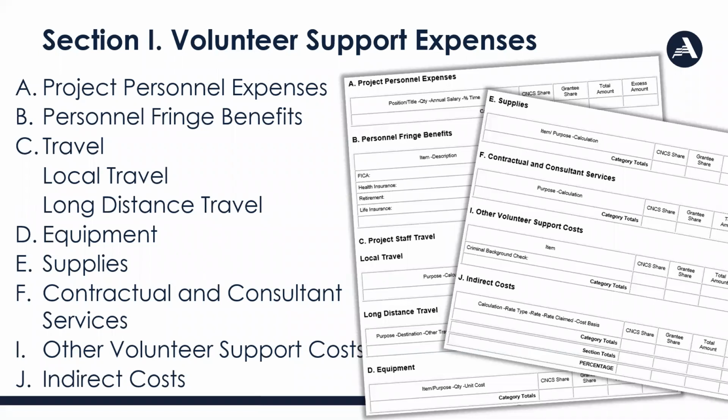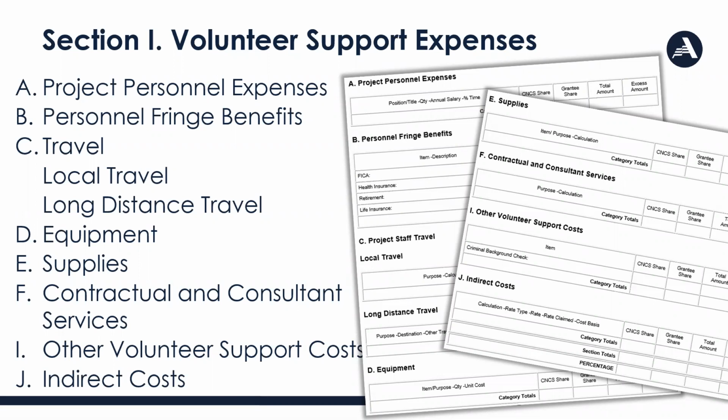Section 1F is for contractual and consultant services, and it includes all contractual and consultant services. You will itemize each contract or consultant and provide a brief justification of the need. You can convey that the costs are reasonable and necessary by adding a daily or an hourly rate, or putting in there what your annual contract fee is, including any of those type of details in your justification. The section should include any services that are documented by a contract, such as equipment maintenance or accounting services or training consultants. And then section 1I is your other volunteer support costs.